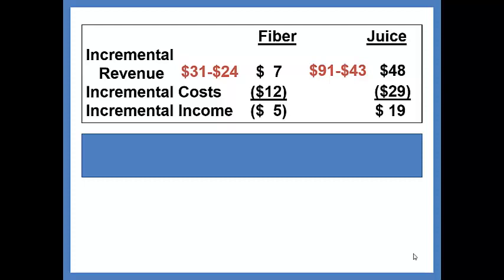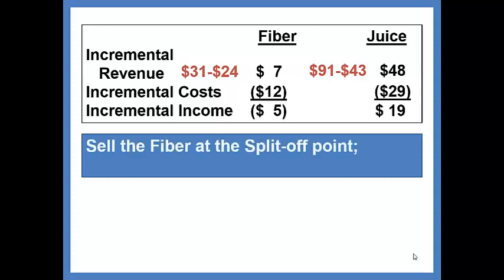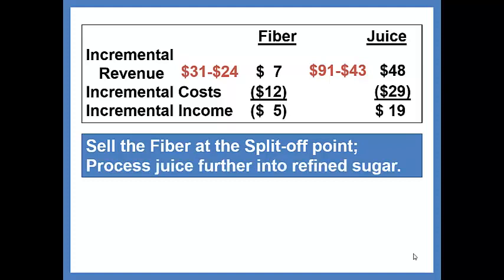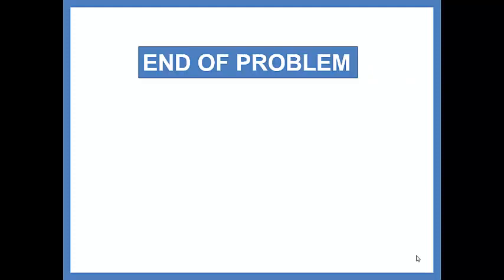So based on this analysis, we'll sell the fiber at the split off point. We will not make industrial fiber, and we will process the juice into refined sugar to maximize income. So the decision to process further is a pretty simple one. You simply look at what extra revenues will I obtain and what cost will I incur to process further.